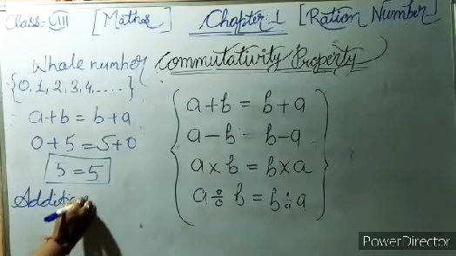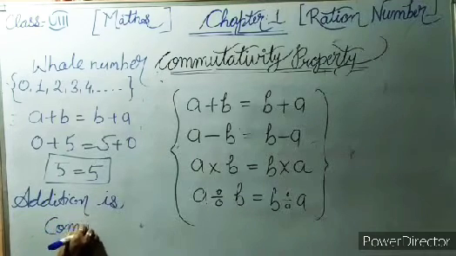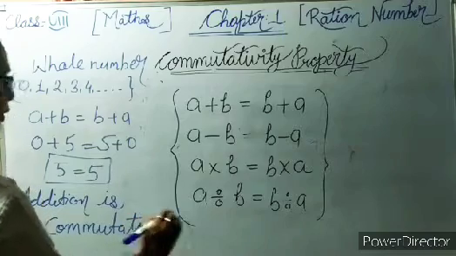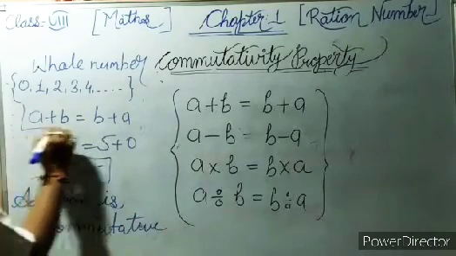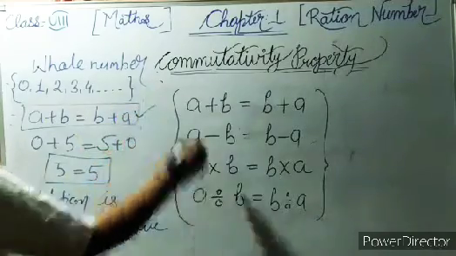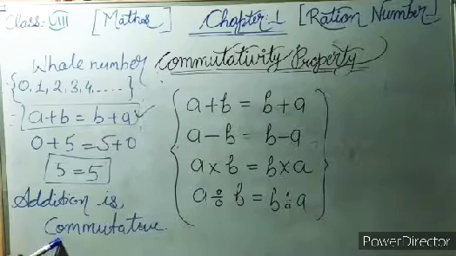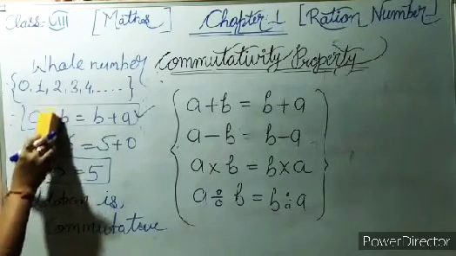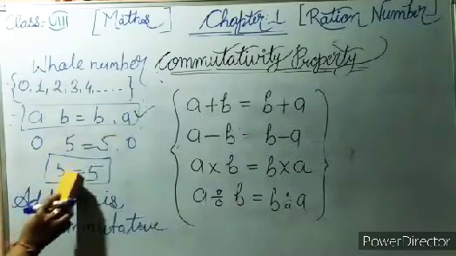So that is why we say whole number is under addition, or we say in another word, addition is commutative. Okay, because they follow this order and they obey this order. That is why we say addition is commutative.